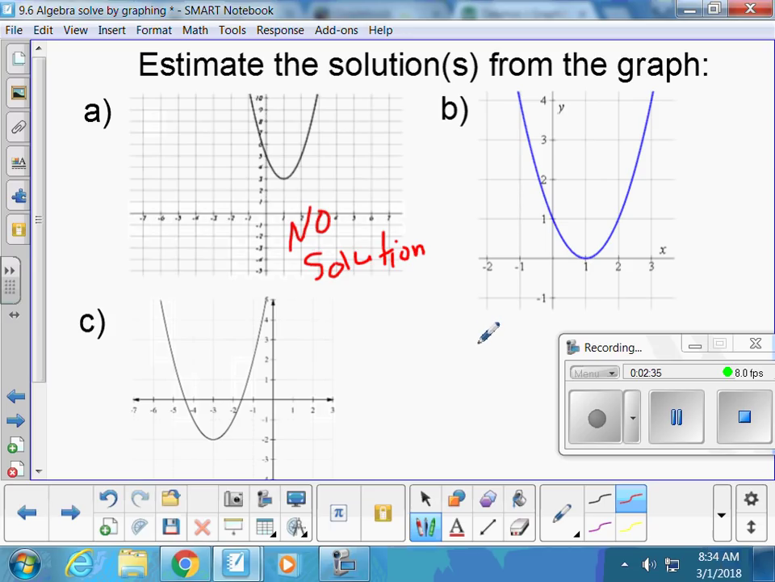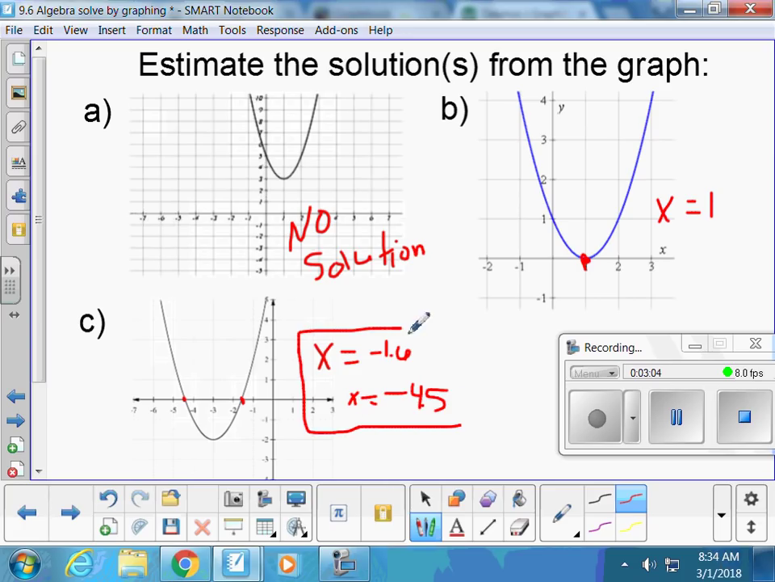All right, part B. Where's the x-intercepts located? Right here. So I would state that the solution is at x equals 1. And then down here, looks like we have two x-intercepts, and they're kind of at decimal locations. So just estimate those the best you can. On Desmos, they will give you the exact value. But I'm going to go with negative 1.6. I'm just estimating. And maybe negative 4.5. Okay? I'm just going to estimate.